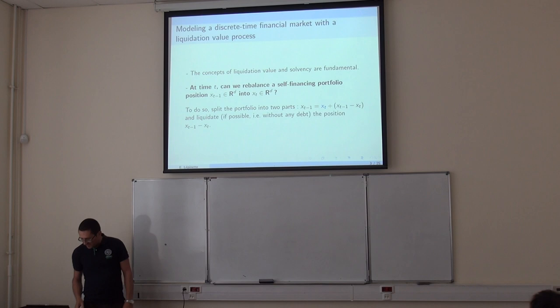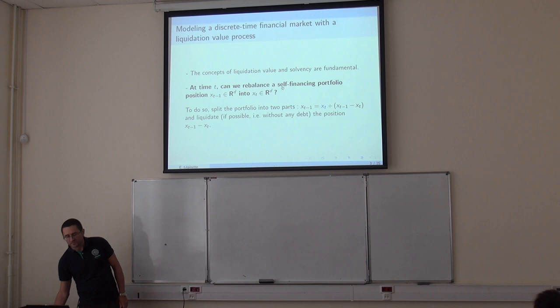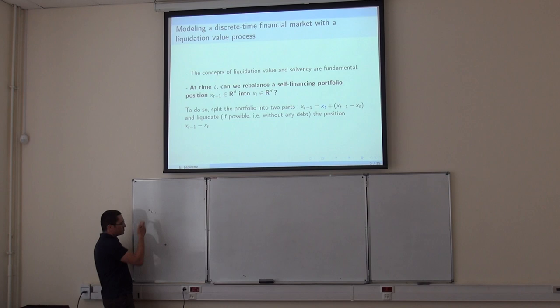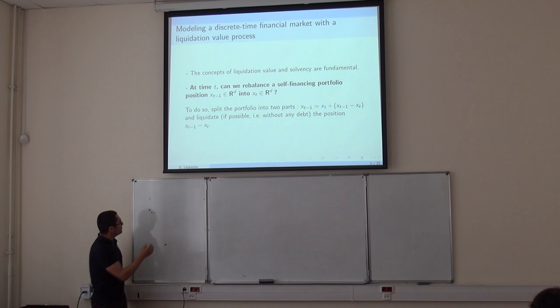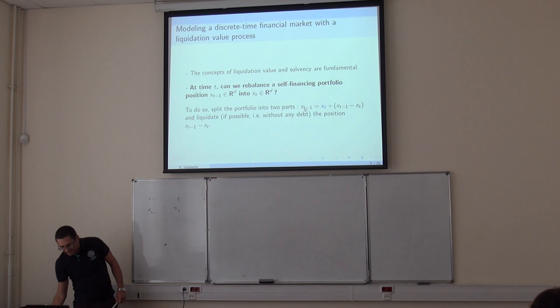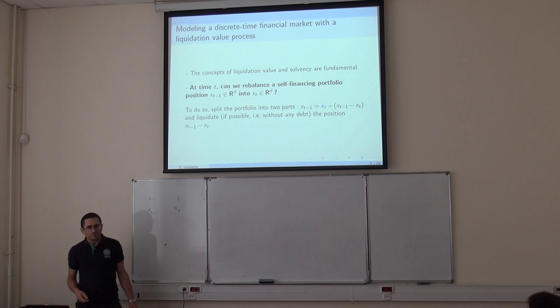Indeed, at some time t, the very question is whether we can rebalance a self-financing portfolio position x_{t-1} into x_t. That is, you start from the position x_{t-1} at time t, and you want to transform this position into some new position x_t. It's actually very easy. Just rewrite the position x_{t-1} as x_t plus the remaining part, the difference, and then liquidate this difference, if possible without any debt. This is a very simple principle.